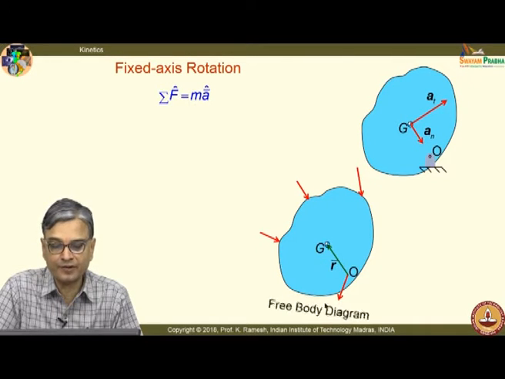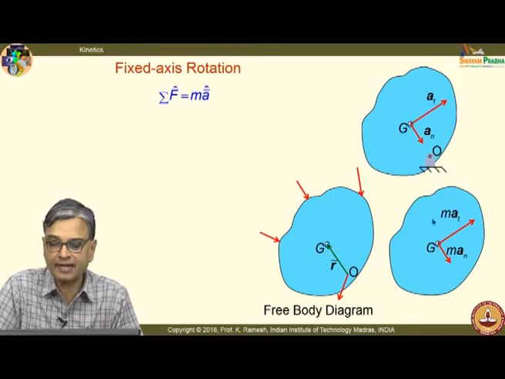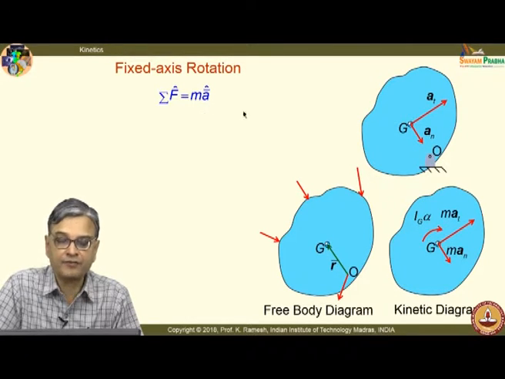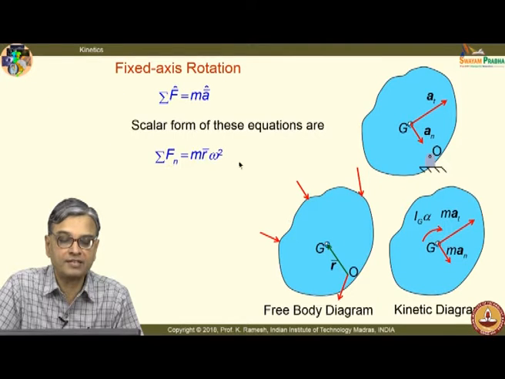This becomes the free body diagram. I remove the support, and the kinetic diagram will be like this. This is the kinetic diagram. So, it has a rotation, and I have F equal to ma. Because I know the axis of rotation, I can find out the tangential and normal components. Scalar form of these equations are, I can also replace the acceleration with r omega squared.